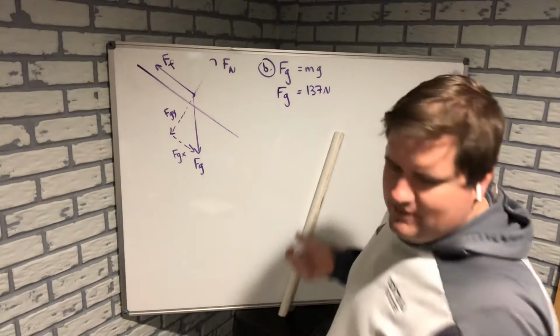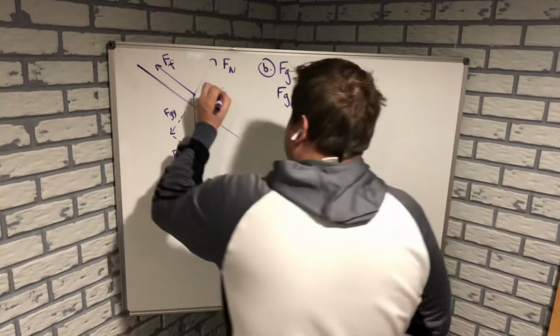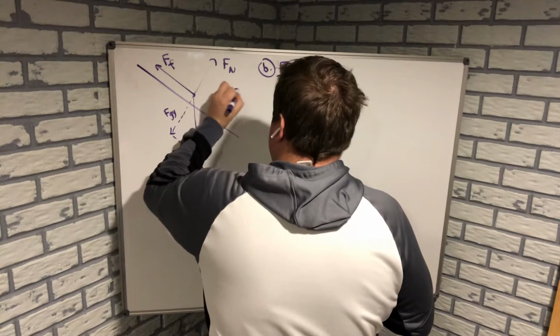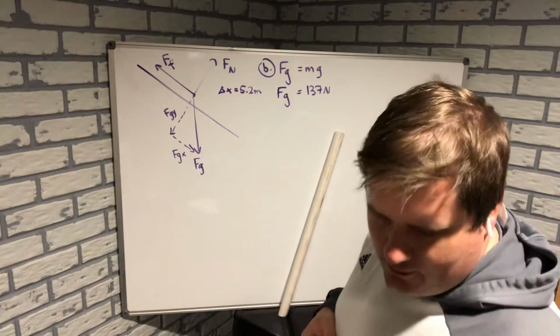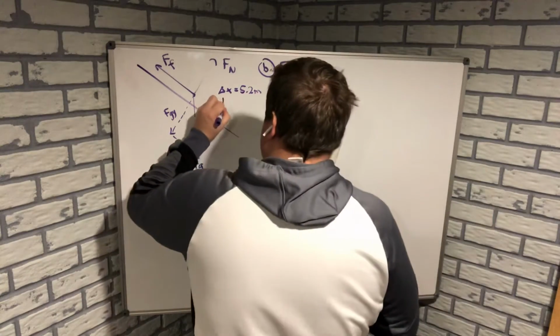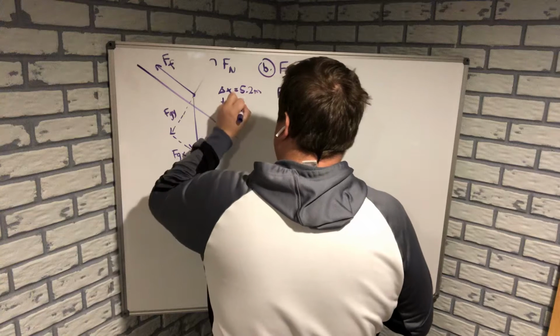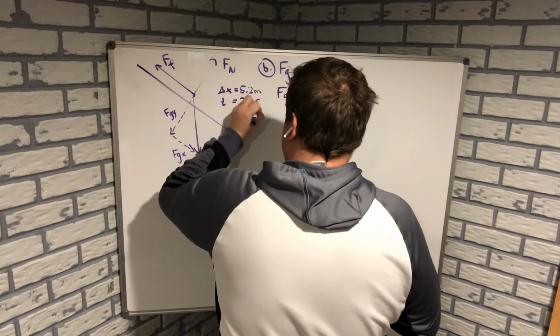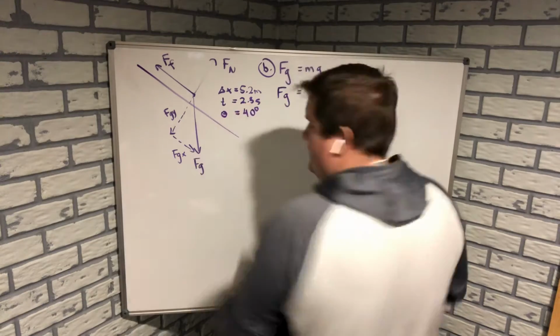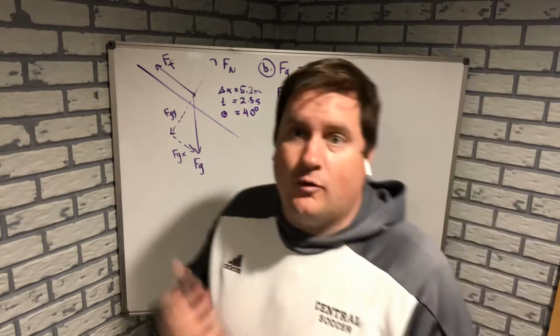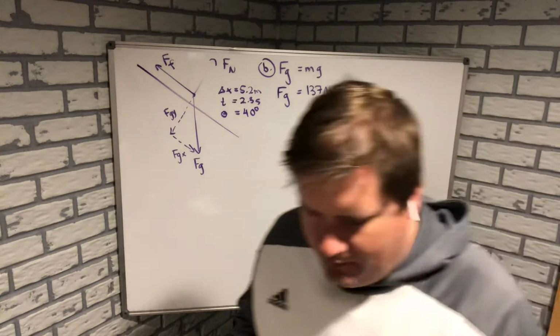Okay, some given information we know. We know the distance down the steps is 5.2 meters, right? We know the time it took her to get down was 2.3 seconds. The angle is 40 degrees. Those are some important things we probably need to know. And of course, the mass, you have that. All right, so that's part B.